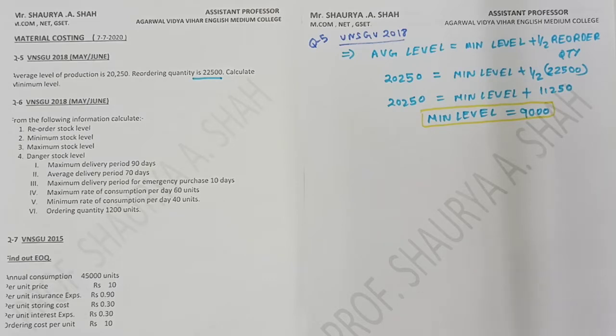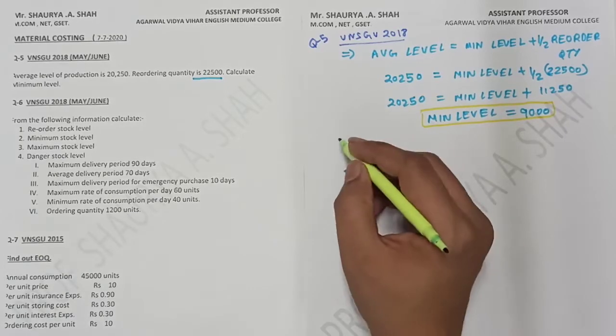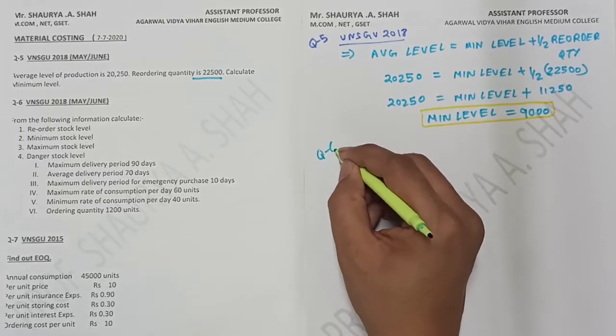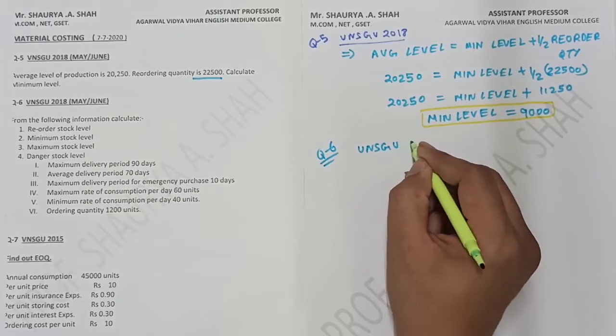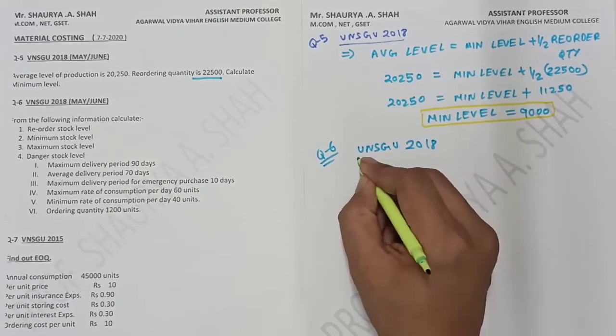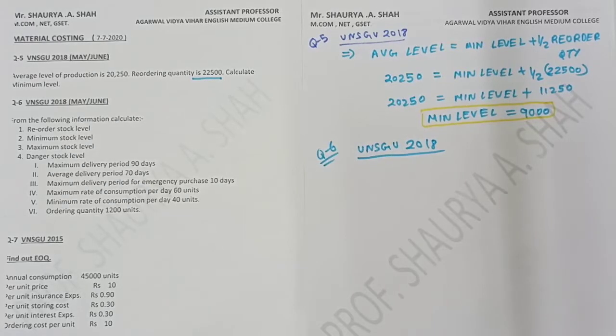Fine. Shall we start with the next sum, students? Fine. I hope everyone must have noted this down. Now the next sum is a long sum of 14 marks, students, right? This is your again VNSGU 2018. Long sum of 14 marks. We'll discuss the sum first and then we'll start to solve this sum.